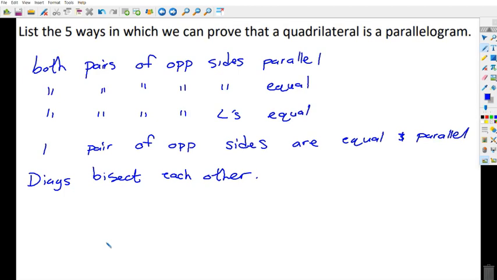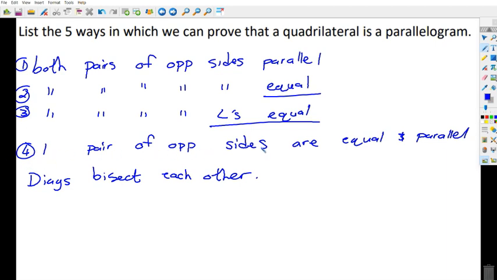Then second, so we've got the first one here. This is the first one. Then the second one here: both pairs of opposite sides are equal. The third one here: both pairs of opposite angles are equal. The fourth one here, so this is a new one for you guys.